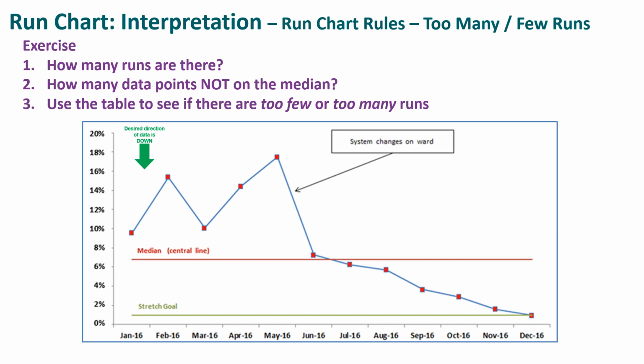So look at this chart here. How many runs are there? How many data points are not on the median line? And then use the table to see if there are too few or too many runs.